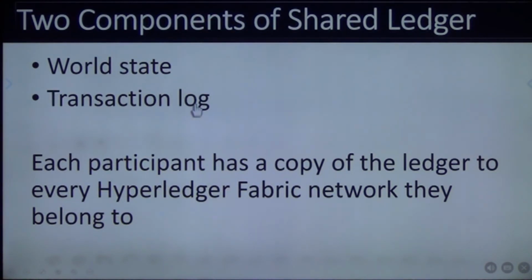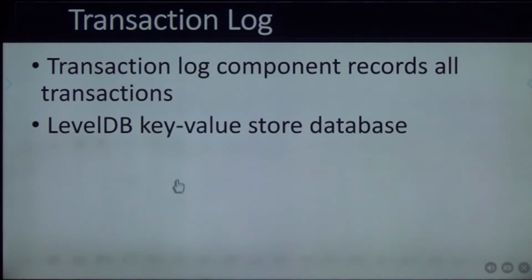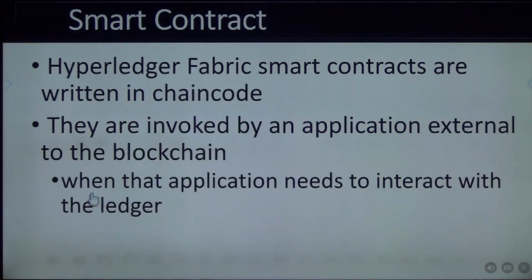So each participant has a copy of the ledger for every Hyperledger Fabric network they belong to. ये हमने सीख लिया था. The state of the ledger at a given point in time is called the world state. It's a database. और ये लेवल DB की वैल्यू स्टोर डेटाबेस होती है. एक की होती है और एक उसकी वैल्यू होती है. So we'll see today another example.